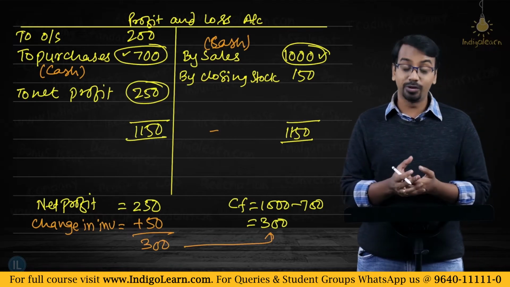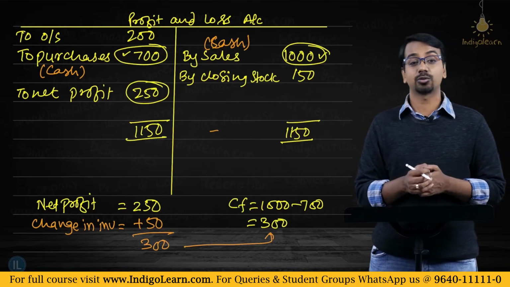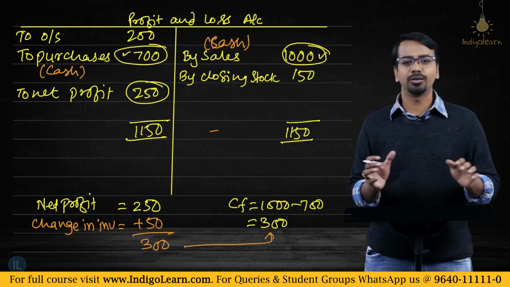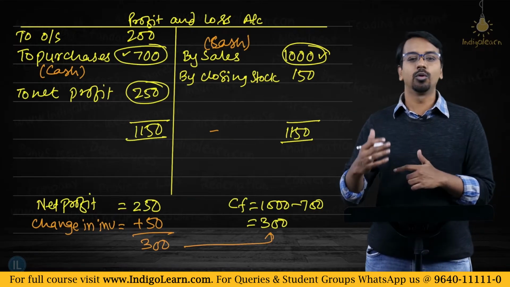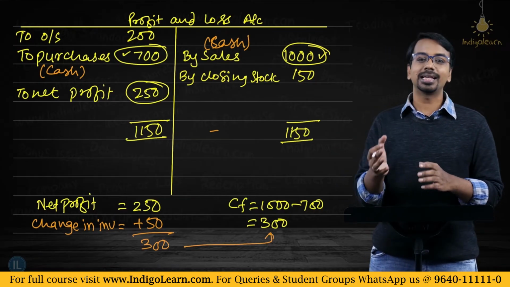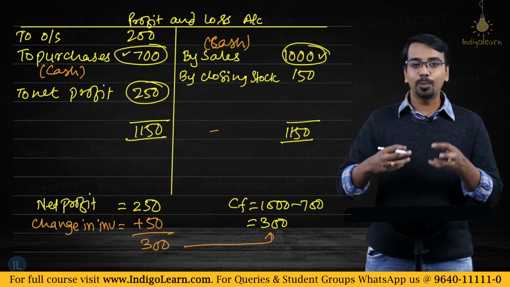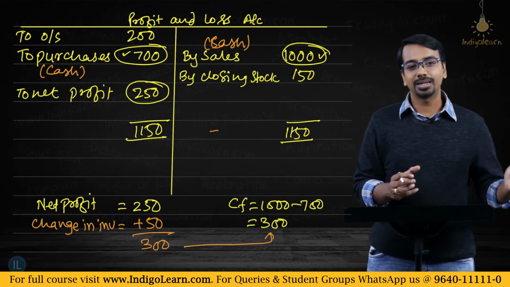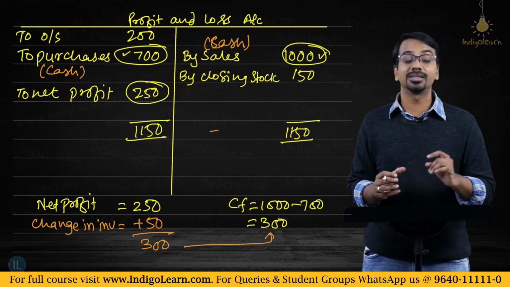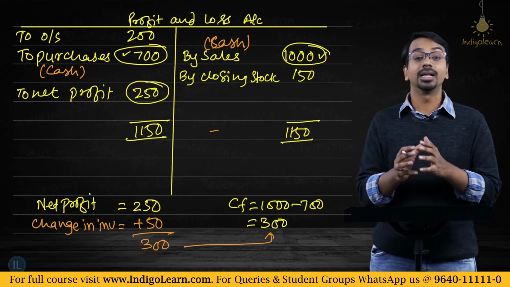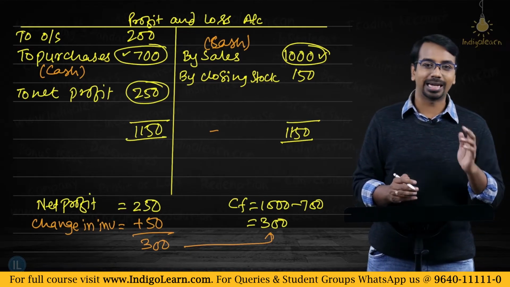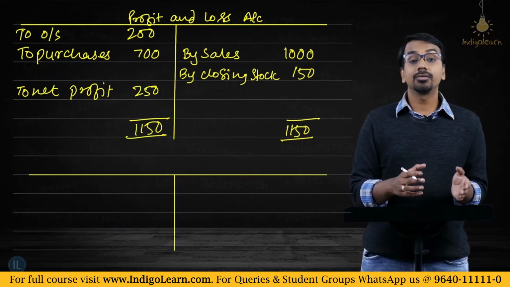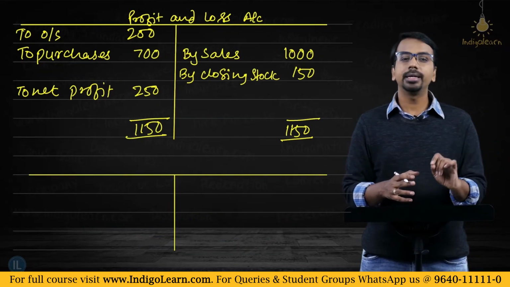Now you may say, sir, will we always have sales being in cash only, purchases being on credit only? No, we will not have those scenarios. Now as we move ahead, we will add items such as credit sales, cash sales, and keep on building this example so that by the time we have discussed enough number of adjustments, you will be comfortable in computing cash flow from operating activities.